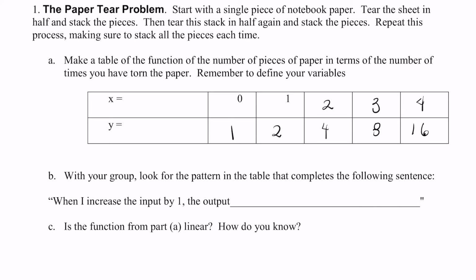Well, the output is doubling. 1 times 2 gives us this number. 2 times 2 is 4. 4 times 2 is 8. 8 times 2 is 16.